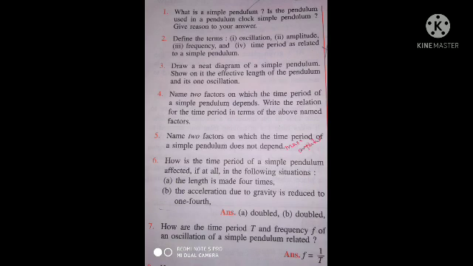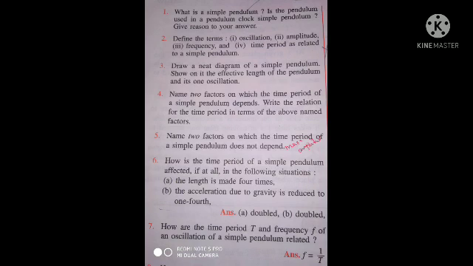Third question is, draw the neat diagram of a simple pendulum. Show the effective length and one oscillation of the pendulum. You have to draw the figure of the pendulum. That is page number 21, figure 1.16. Then next question, question number 5. Name two factors on which the time period of a simple pendulum does not depend. First one is material of the bob and the second one is amplitude.